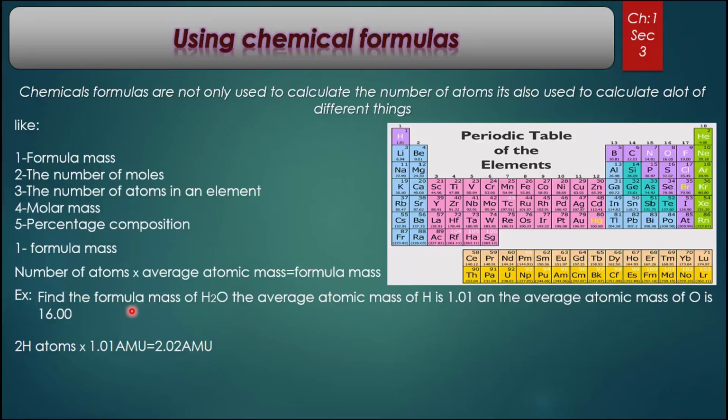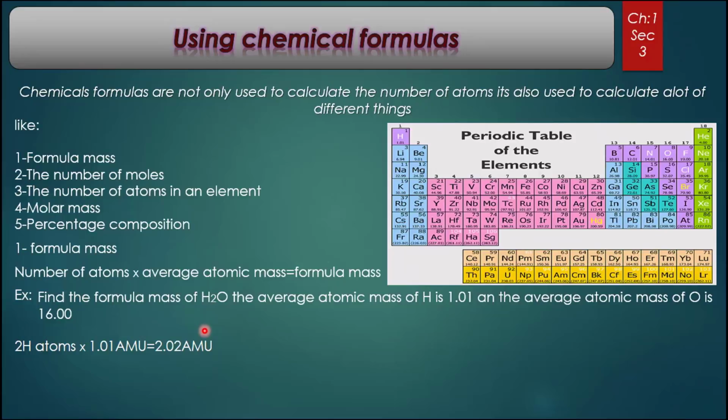Okay, we now multiply the number of atoms, which is 2 hydrogens, times its average atomic mass, which is 1.01 AMU, which equals 2.02 AMU. So what we found here is that there are 2 hydrogen atoms, and the 2 hydrogen atoms' formula mass is 2.02. But we're not quite done, because we didn't find the formula mass for H2O. We only found the formula mass for 2 atoms of hydrogen.